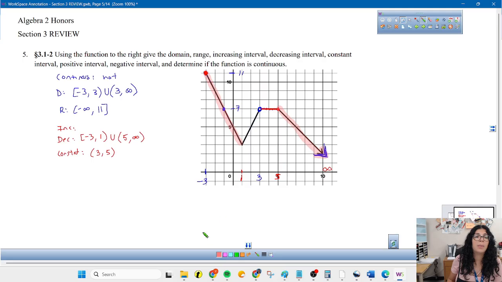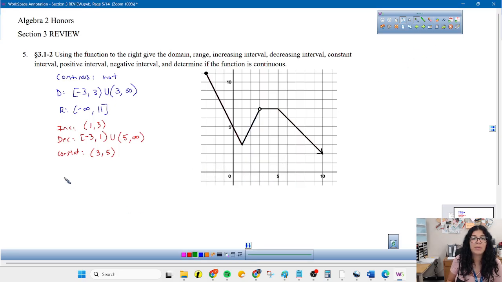Last part is the increasing. Increasing is the part of the graph that goes up from left to right, which would be this piece right here. That starts at x value 1, ends at x value 3. So between 1 and 3, it is increasing. All right. Last, let's go ahead and determine the positive and negative.